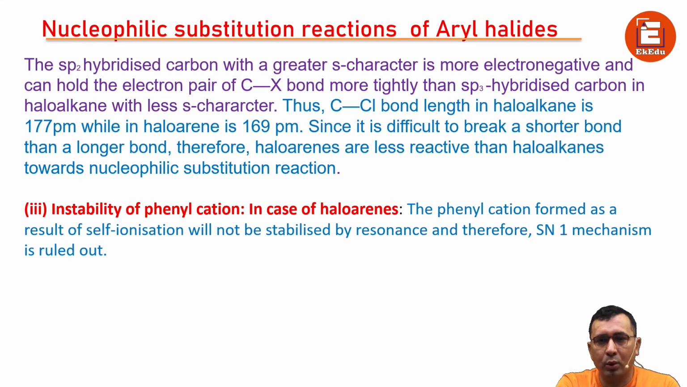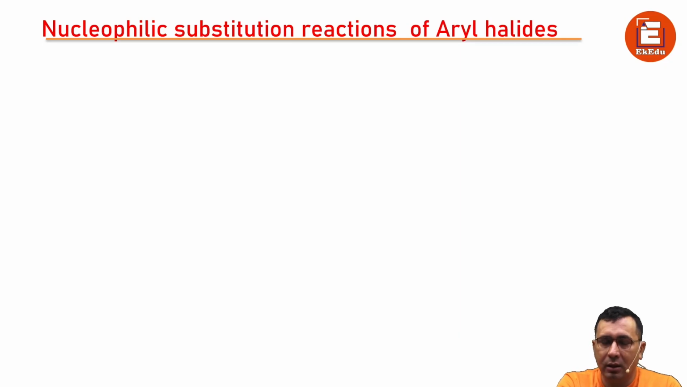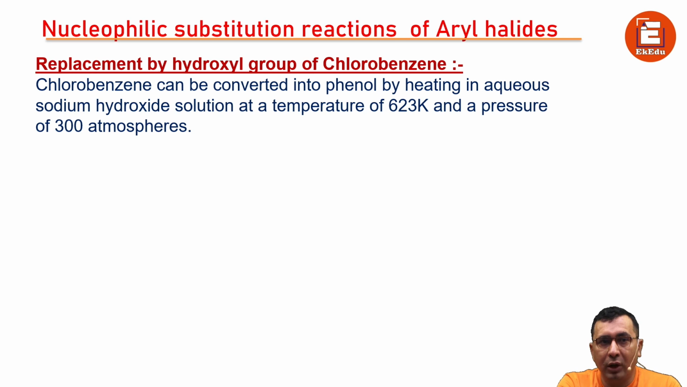Now let us discuss the third factor which makes the reaction harder. That is the instability of phenyl cation. In case of haloarenes, the phenyl cation formed as a result of self-ionization will not be stabilized by resonance, and therefore the SN1 mechanism is ruled out. And the fourth one is possible repulsion, as it is likely for electron-rich nucleophiles to approach electron-rich arenes. So these were the reasons which make the reaction difficult.